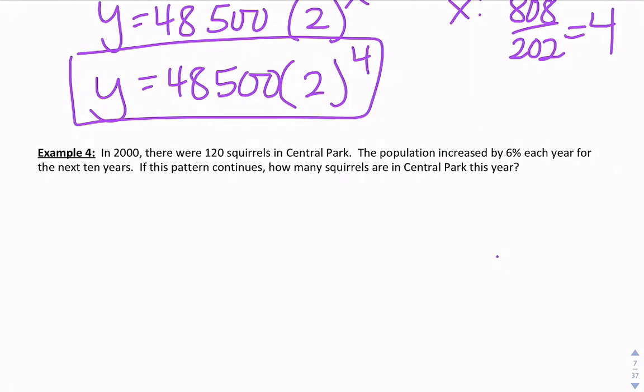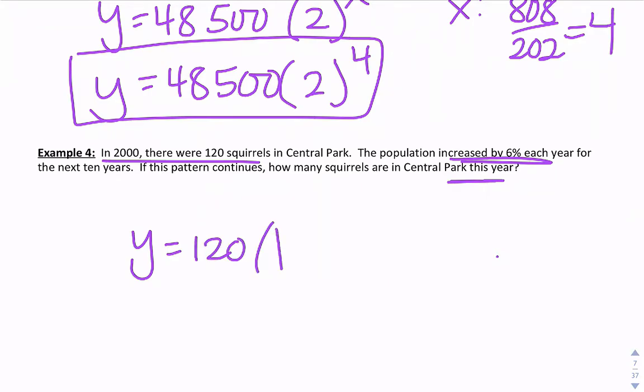And the last one, in 2000, there were 120 squirrels in Central Park. The population increases by 6% each year for 10 years. If this pattern continues, how many squirrels are in Central Park this year? All right, so we start with 120. Now it's increasing, so our number has to be bigger than 1. So it's going to be 1 plus, we're going to change our 6% to a decimal. If you divide 6 by 100, you get 0.06. So those would be 1 plus 0.06.